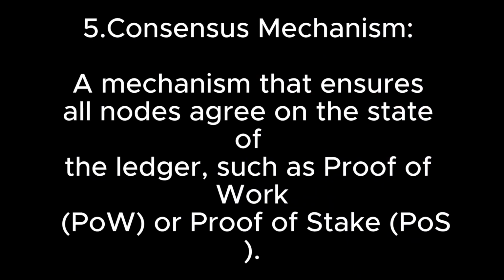The last fundamental here is now the consensus mechanism. This is simply a mechanism that ensures all nodes agree on the state of the ledger, such as proof of work, formerly known as POW, or proof of stake, which is POS. For you to understand what proof of work and proof of stake are, I have to make an entire video on that, so we won't be diving much into the details of that. We just have to look at what these fundamentals are and then we'll move on to the next step.